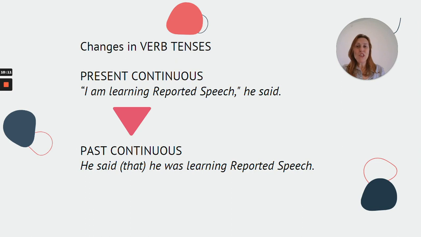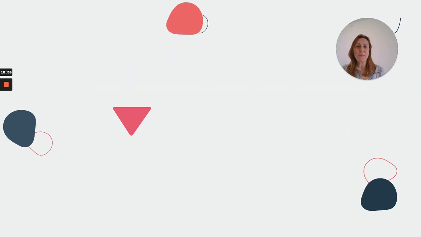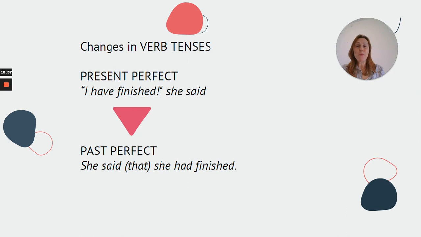Present continuous changes into past continuous. "I'm learning reported speech," he said. He said he was learning reported speech. "Did you visit Japan last year?" she asked me. She asked me if I had visited Japan the previous year. So notice that past simple changes to past perfect. Present perfect changes to past perfect. "I have finished," she said. She said she had finished, or that she had finished.